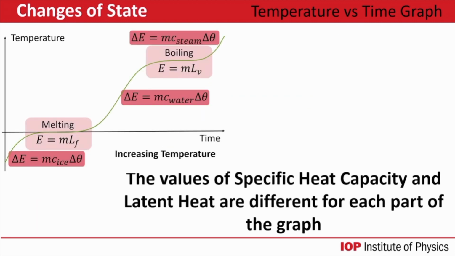And it's worth saying, just making it even clearer, that at the different parts of that graph, the values of the specific heat capacity and latent heat are different for each part. They don't have the same value.